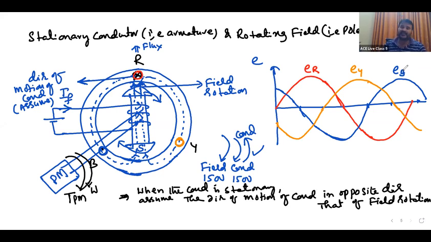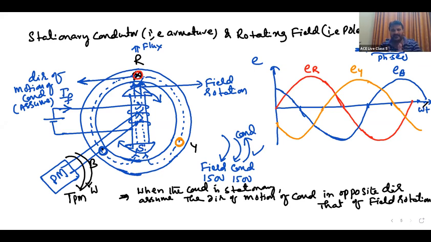And what is the phase sequence? The phase sequence is RYB. RYB means first R is coming, next Y is coming, next B is coming. So the phase sequence for this is the RYB phase sequence. This is the RYB phase sequence. This is a phase sequence. This is omega t, na? Yes, this is omega t, the time angle.